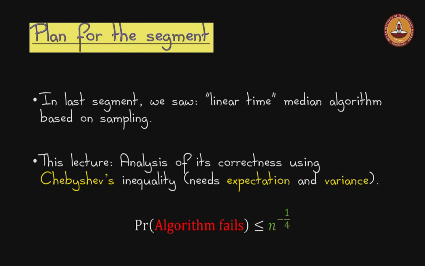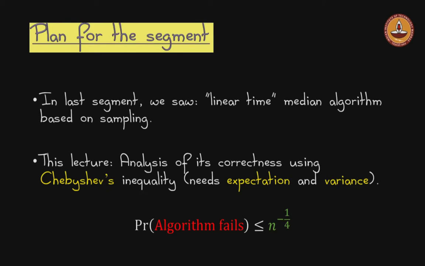We are now in segment 4 of module 3. We have already seen a median algorithm based on sampling. We just saw how the algorithm works, but it is also reasonably clear that it is a linear time algorithm. What is not clear is why it is correct and how to analyze it. And that is going to be the plan for today.